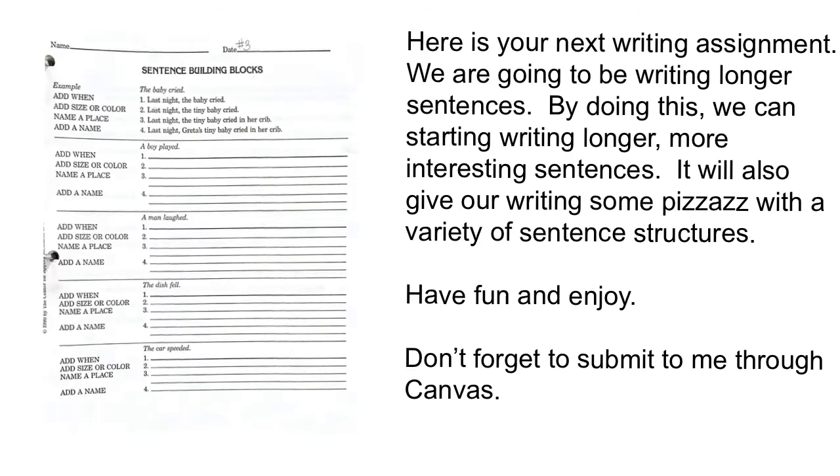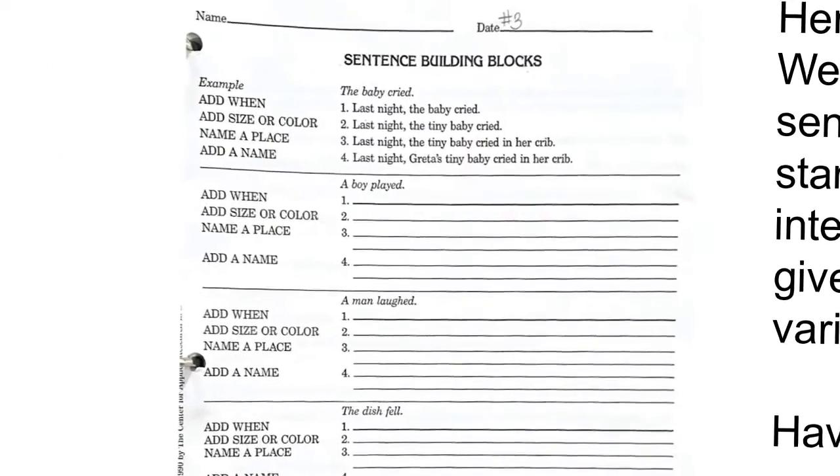Okay, seventh graders, this is our next writing assignment. It is sentence building blocks. With this assignment, we are going to be writing longer sentences. By doing this, we can start writing longer, more interesting sentences. It will also give our writing some pizzazz with a variety of sentence structures. Have fun and enjoy. So let's look at this.